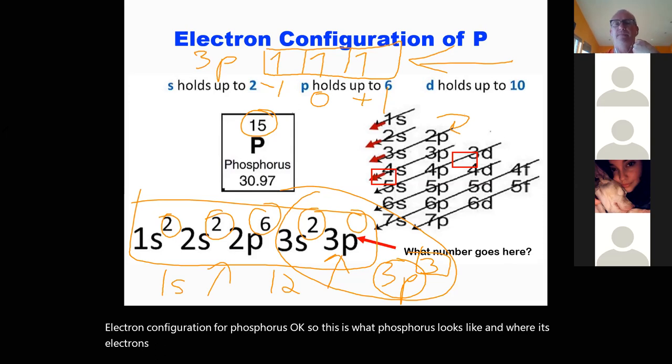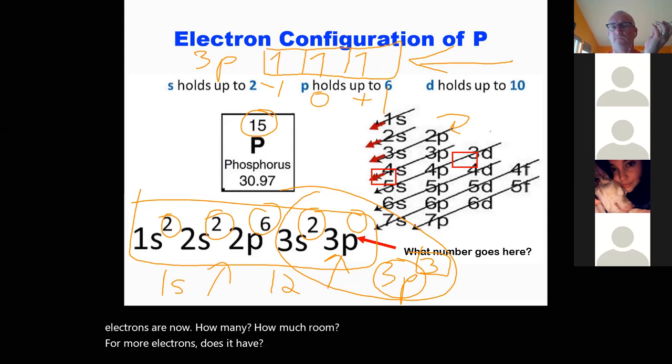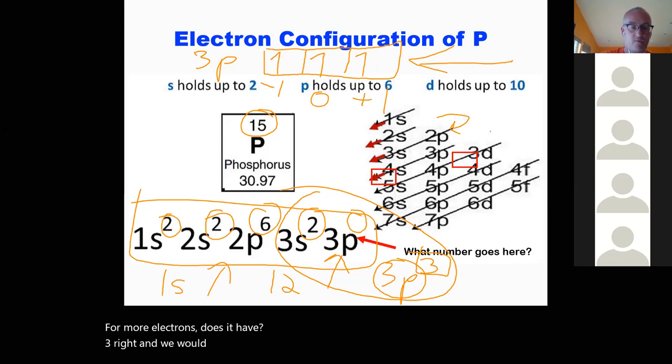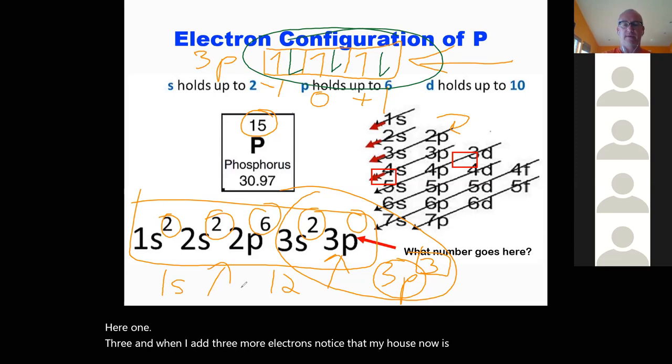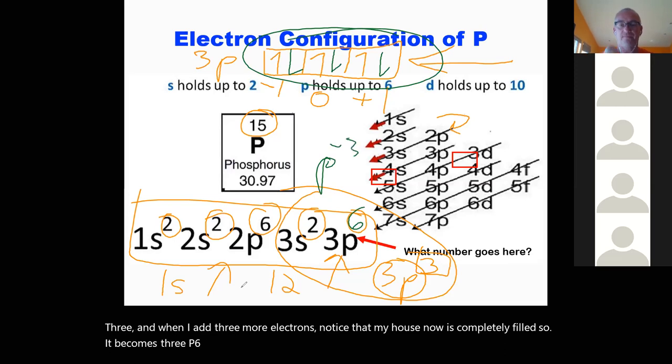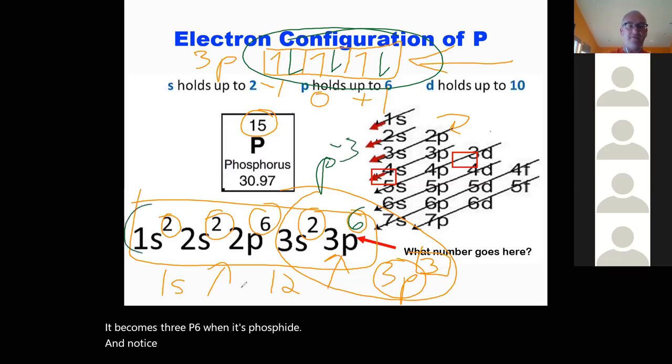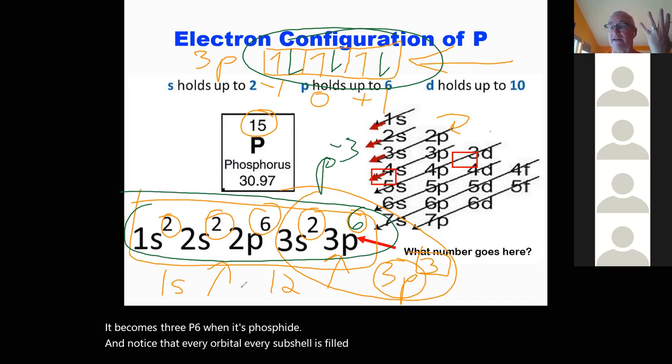Now, how much room for more electrons does it have? Three, right? And we would put them here. 1, 2, 3. And when I add 3 more electrons, notice that my house now is completely filled. So now it becomes 3P6 when it's phosphide. And notice that now every orbital, every subshell is filled. They're all filled to capacity.